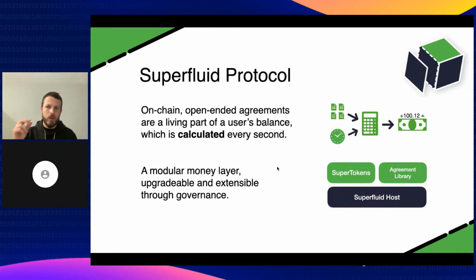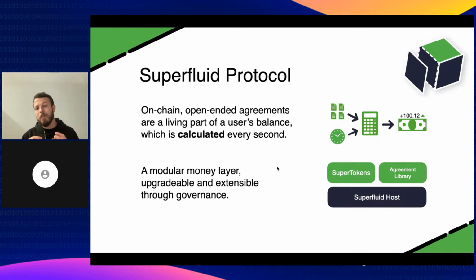And this will literally look like your balance slowly ticking up every second. And if you're the payer, your balance slowly ticking down. Now, how does this work? Well, basically, we have a concept of super tokens. Super tokens are our new ERC20 standard, which are extended, which can make use of these open-ended agreements.